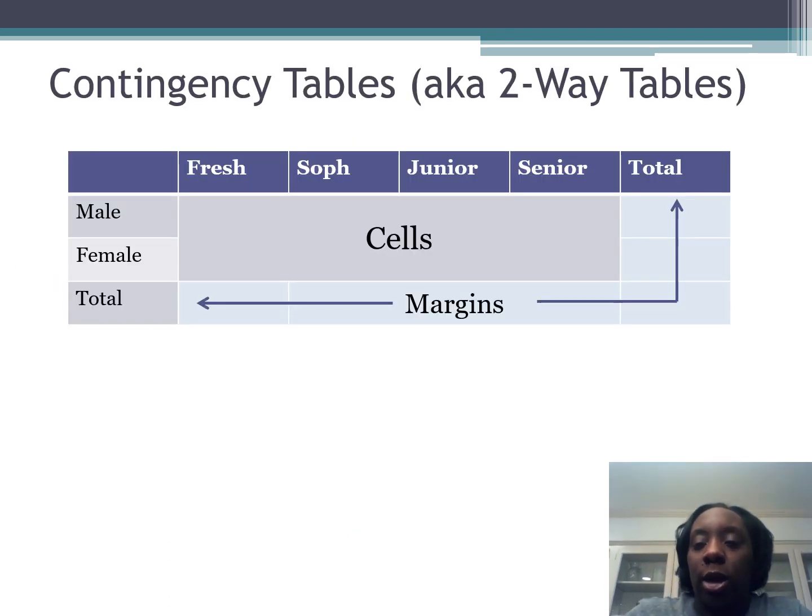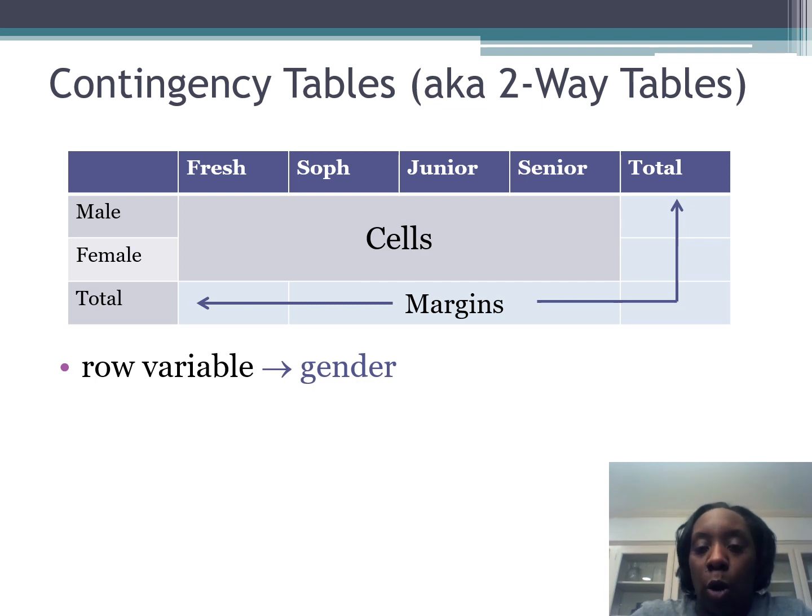And this is what we're looking at, the two-way table, also called a contingency table. It's called two-way because I have two types of categories that I'm looking at. At the top, I'm looking at grade level, and on the side, I'm looking at gender. Hence, I have two different categories, a two-way table.